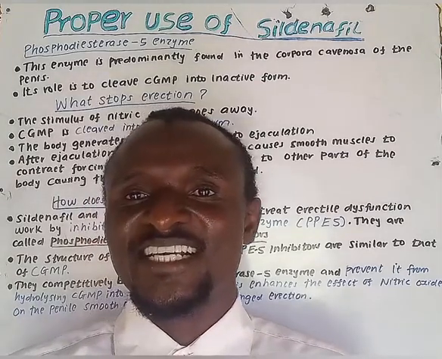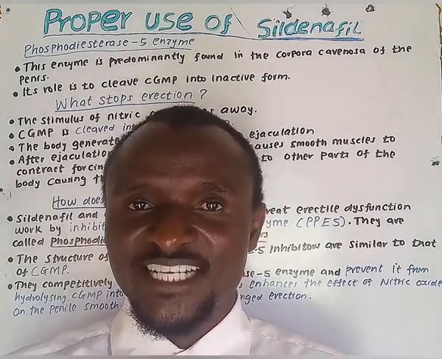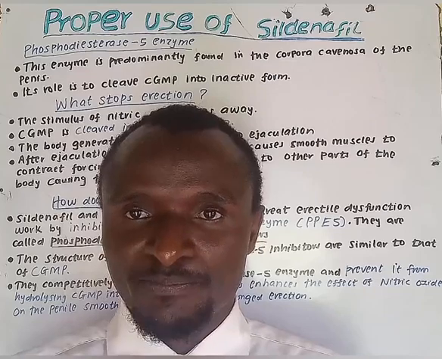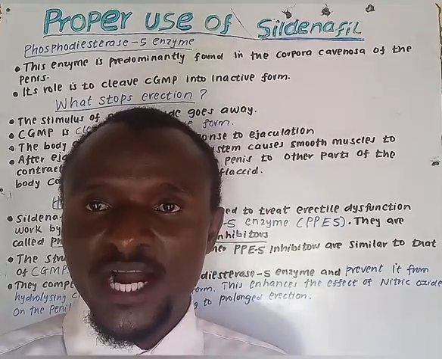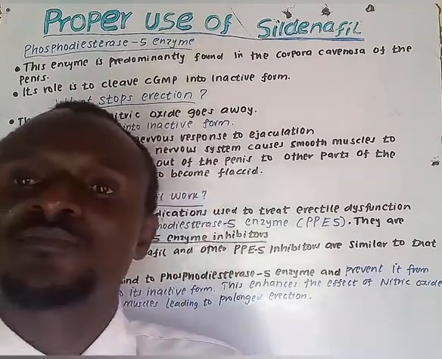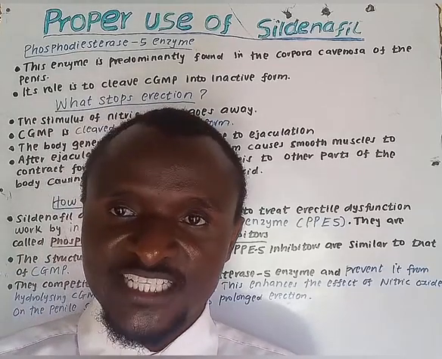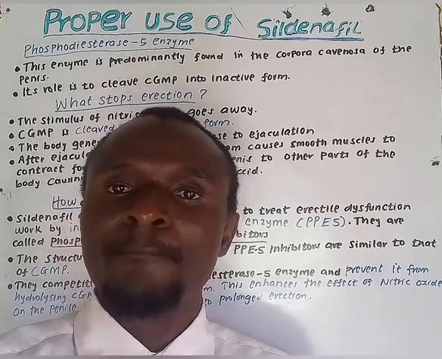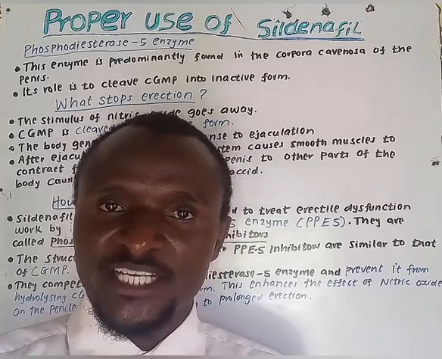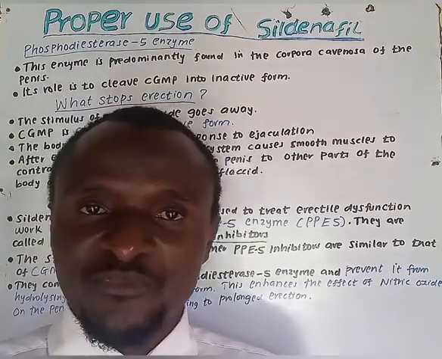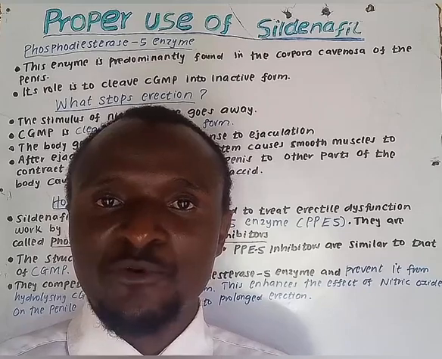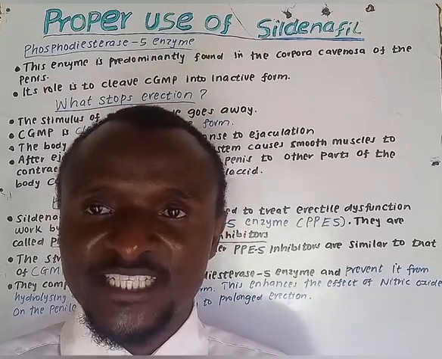The structure of sildenafil and other phosphodiesterase 5 enzyme inhibitors is similar to that of cyclic GMP. These medications work by competitively binding to phosphodiesterase 5 enzyme. This prevents phosphodiesterase 5 enzyme from binding to cyclic GMP and therefore converting cyclic GMP into its inactive form. This enhances the effect of nitric oxide on the penile smooth muscles and therefore prolongs erection.